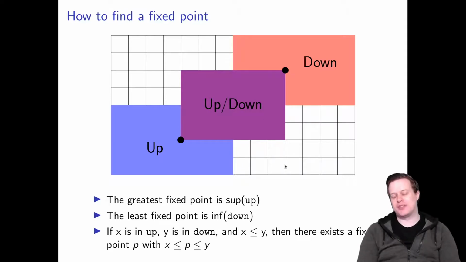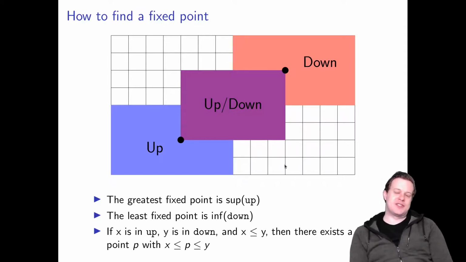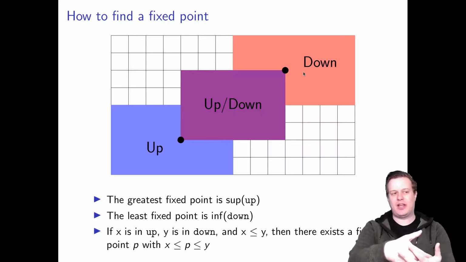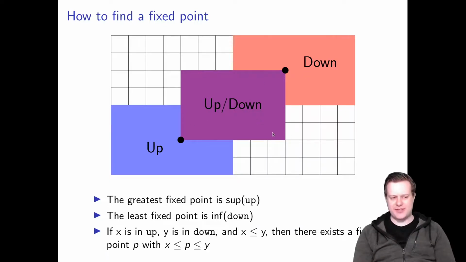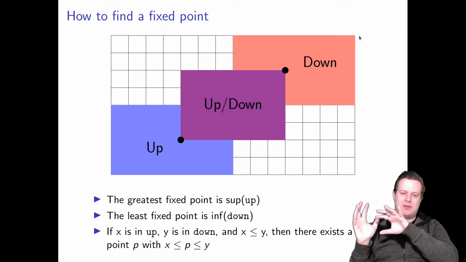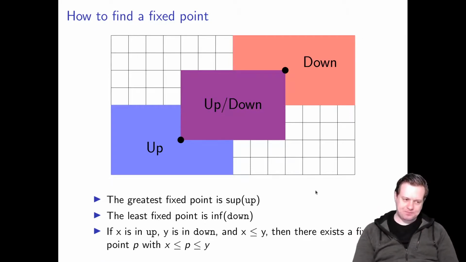And so to give a very broad diagram of what a Tarski instance actually looks like, we have this upset, we have the downset, and we have this region where the up and the downset overlap. Not every point is in the up or the downset. And we know that the upset starts at the least element and goes upwards, and the downset starts at the greatest element and goes downwards. And indeed, Tarski proved that the greatest fixed point is the largest point in the upset, and the least fixed point is the least point in the downset.